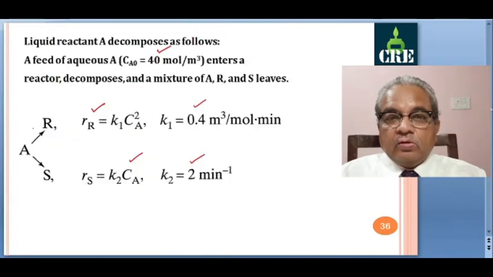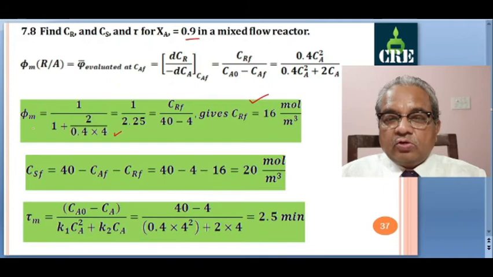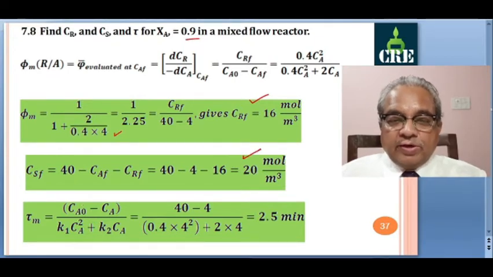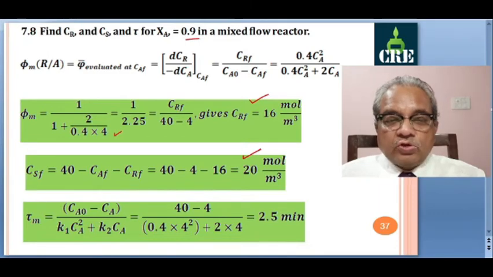Ca0 is 40 moles per meter cube, so use consistent units. CRF is known, CAF is known, and the total is 40. So 40 minus 4 minus 16, so CSF is 20.